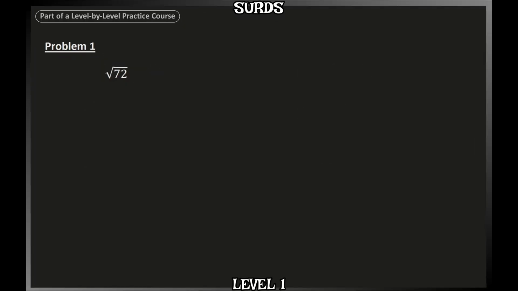In problem 1, we're simplifying the square root of 72. To do this, we need to find two numbers that multiply to make 72, where one of them is a square number. Looking at our list of square numbers, 72 can be divided by 4, but it can also be divided by 36. We want to take the largest square number possible, so we're going to use 36. And we can write 72 as 36 multiplied by 2.